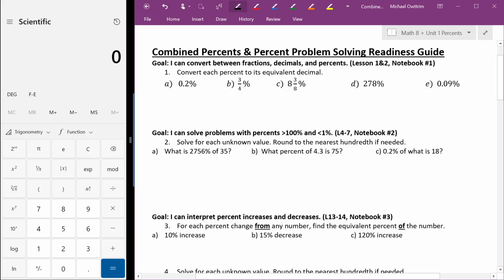Hello class, today we're taking a look at our combined percents and percent problem solving readiness guide.